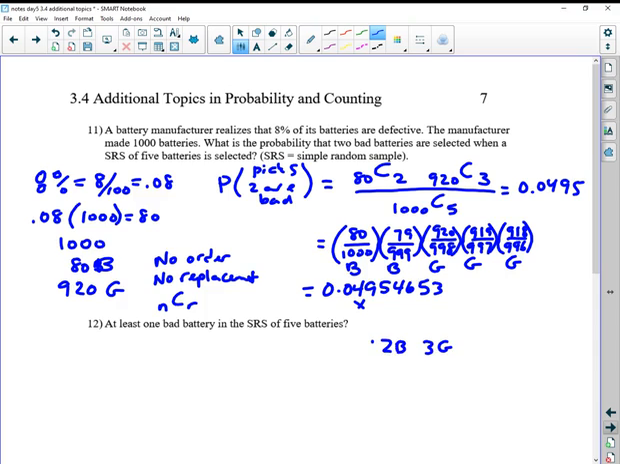Well, I'm going to use our distinguishable permutations, 5 items where 2 of them are the same and 3 of them are the same. And if you punch that in correctly, you find that there are 10 ways that you can do that. So let's multiply by 10.